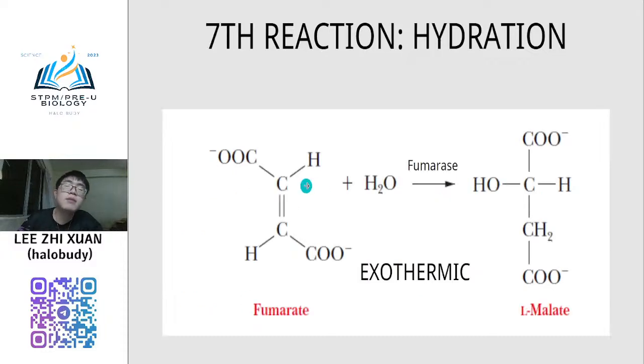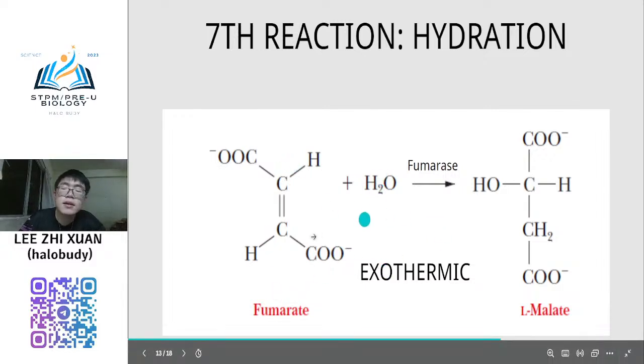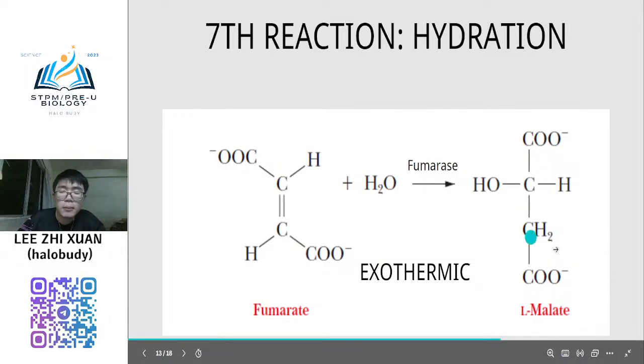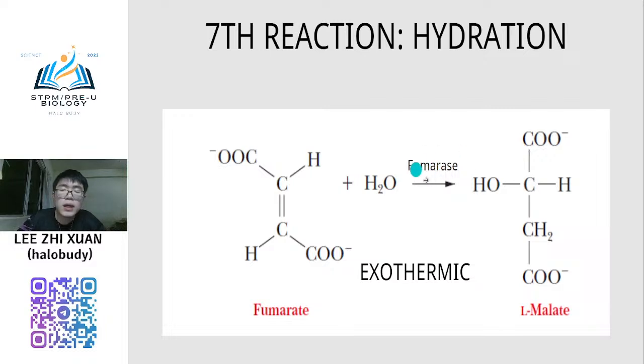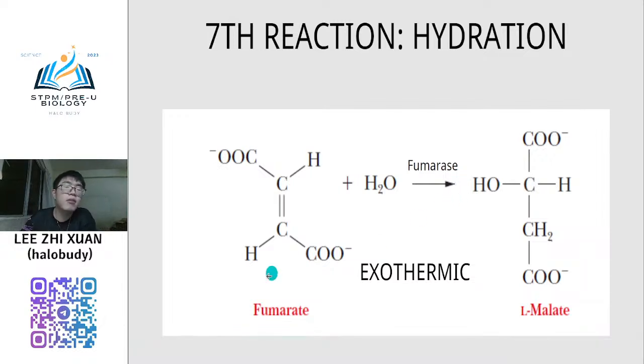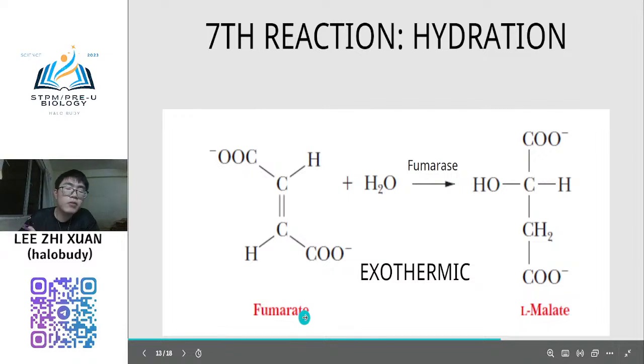Okay, and then the seventh reaction, hydration. One water molecule will be added into the fumarate in a hydration reaction to form malate. The enzyme is fumarase, also very easy. Just change the T to S only, because the enzyme name normally ends with -ase. So just change the substrate name, fumarate, the T changes to S only.